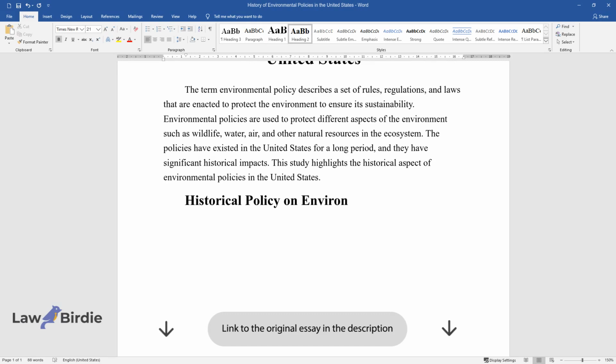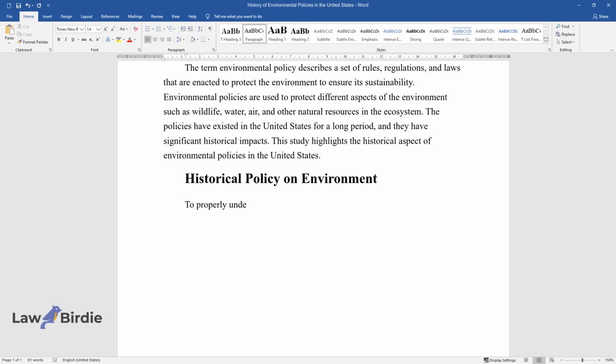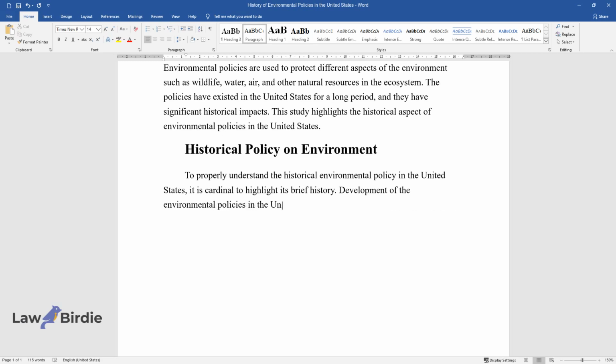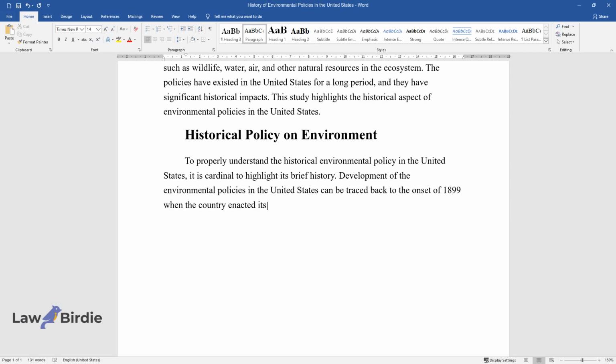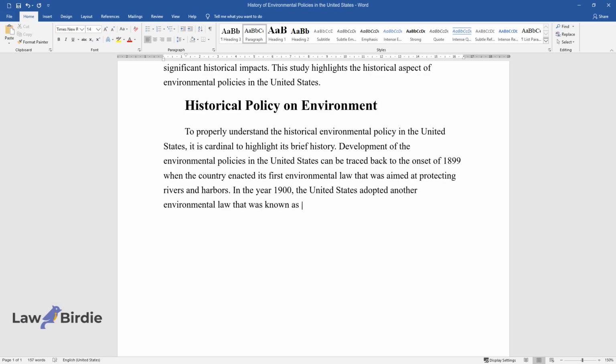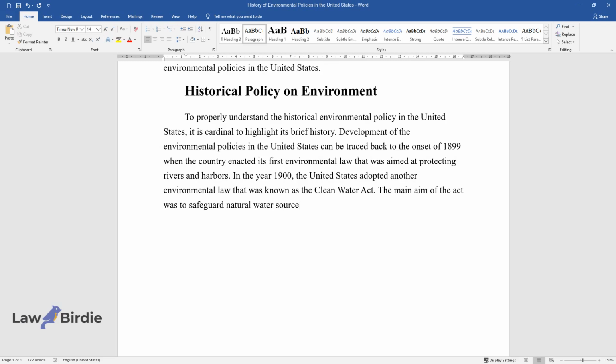Historical policy on environment. To properly understand the historical environmental policy in the United States, it is cardinal to highlight its brief history. Development of the environmental policies in the United States can be traced back to the onset of 1899 when the country enacted its first environmental law that was aimed at protecting rivers and harbors. In the year 1900, the United States adopted another environmental law that was known as the Clean Water Act. The main aim of the act was to safeguard natural water sources such as rivers, lakes, seas, and streams.